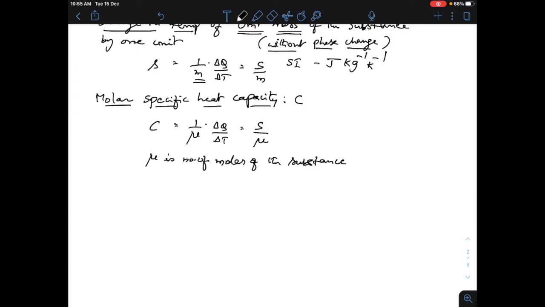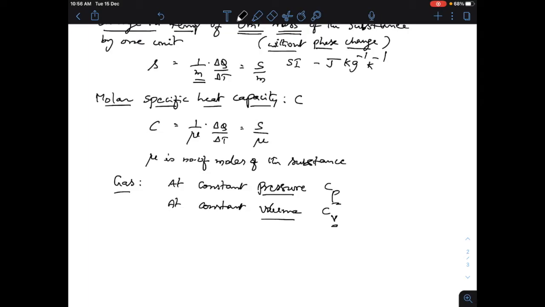Now specifically, if the substance is a gas, then for gases you can write Cp at constant pressure, and Cv, the molar specific heat capacity at constant volume. The suffixes P and V refer to constant pressure and constant volume. So this is the molar specific heat capacity of a gas at constant pressure, and this is the molar specific heat capacity of a gas at constant volume.